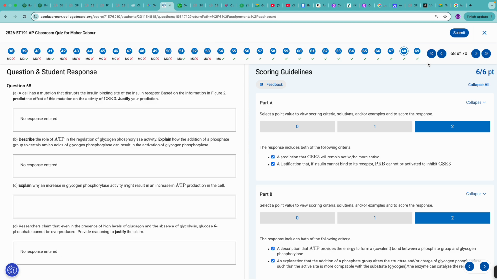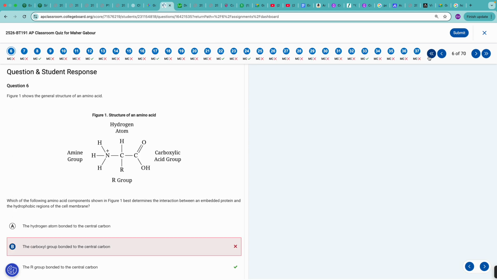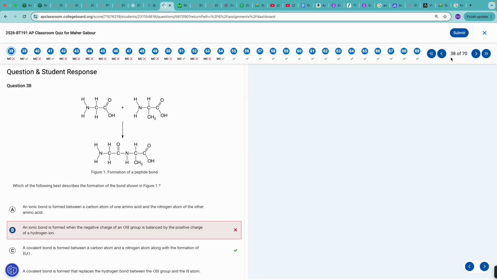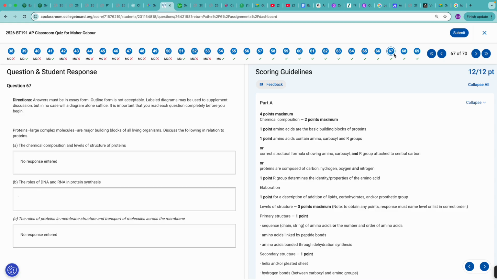Guys, listen, it's hard. It's probably the hardest question, but I'm not gonna tell you guys it's not gonna come, because if they put three versions of the question, one is bound to come. So focus with me. I'll keep them to the end, and I'll continue with the rest, and then I'll go back to 65, 66, and 68. Okay. Proteins, large complex molecules, are major building blocks. Blah blah blah. The chemical composition and levels of structure of proteins.